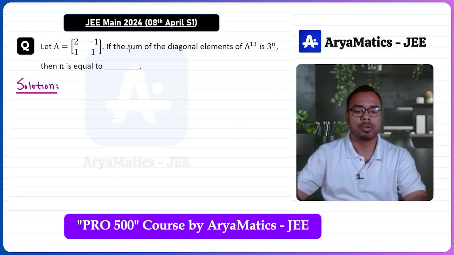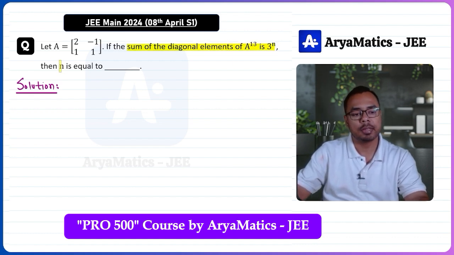A is this 2 cross 2 matrix. If the sum of the diagonal elements of A raised to 13 is 3 raised to n, then we have to find the value of n.